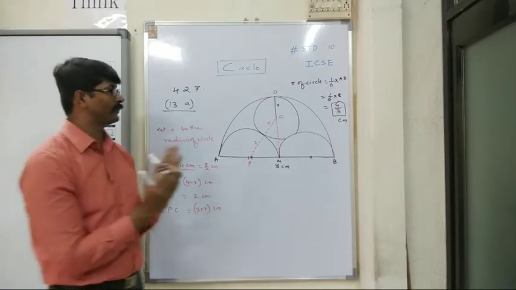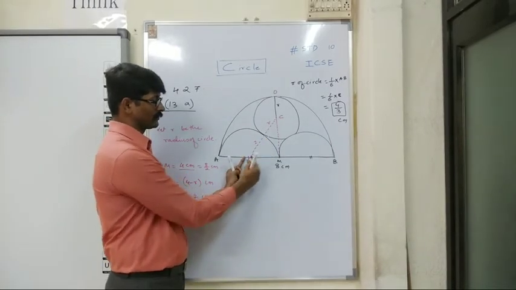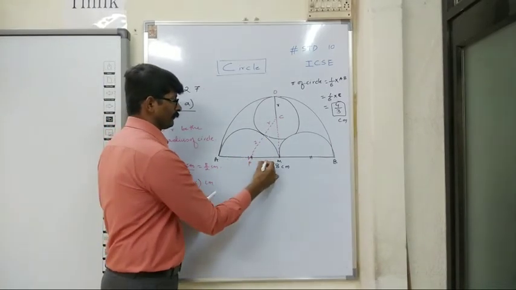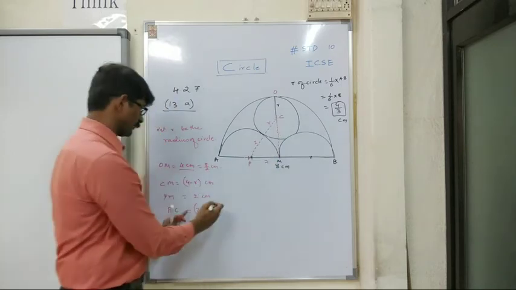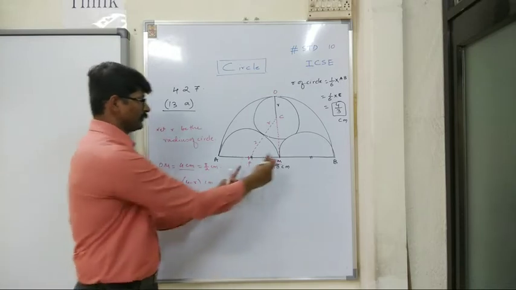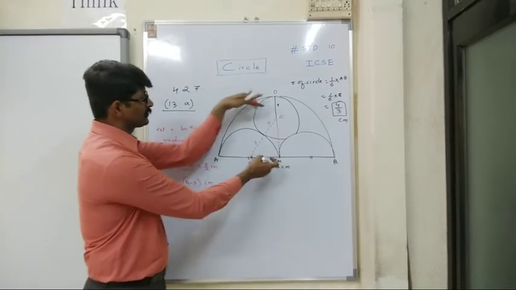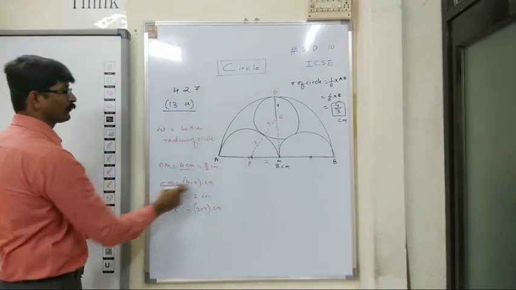This is very, very crucial. This is 2 centimeter because of the radius of this. So this is 2 and this is 2 and this is R. So this is 2 plus R centimeter. This is 2 centimeter and this is CM. So CM is 4 minus R.